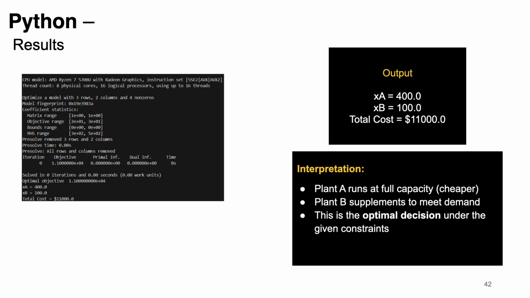Let's look at our final results. Gurobi tells us that xa equals 400 and xb equals 100, with a total cost of $11,000. But why did it choose this? The interpretation is key. Plant A is cheaper, so the solver maxed it out at its full capacity of 400. However, that wasn't enough to meet the demand of 500, so the solver used Plant B to supplement the remaining 100 units. This is the merit order in action. The solver automatically prioritized the cheapest resource first and only used the expensive resource when absolutely necessary. This confirms that our model is working exactly as intended, providing the most cost-effective path to grid stability.